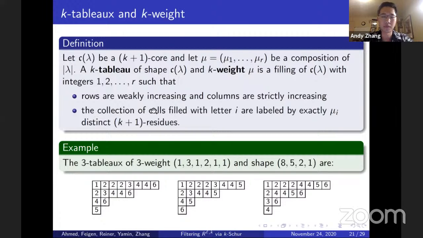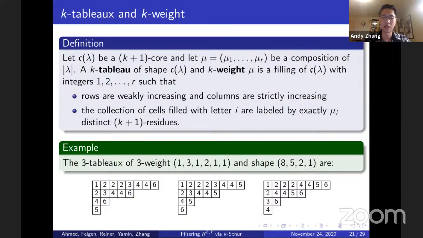And the second property says that you should limit your attention to the tableaux with the property that they have exactly mu I distinct k+1 residues. But I won't introduce the notion of residue here. So for example, the k-tableaux of weight 1, 3, 1, 2, 1, 1 and shape 8, 5, 2, 1 are the following three tableaux.